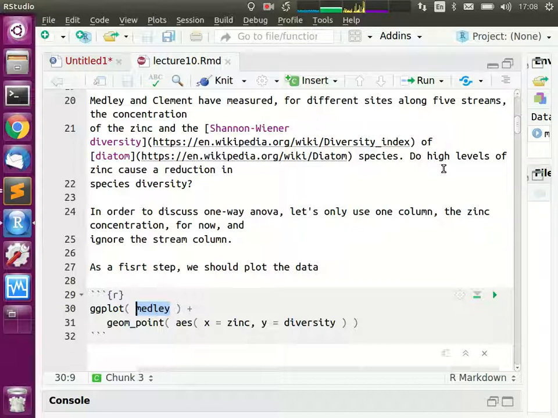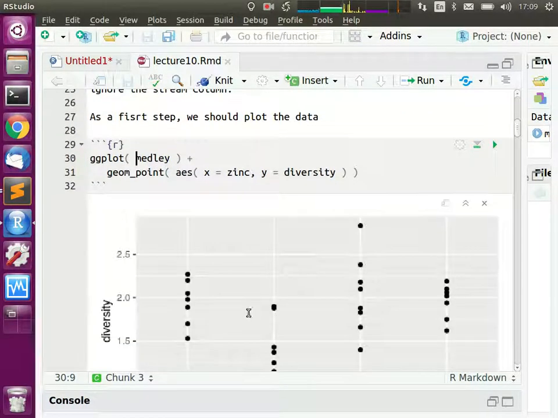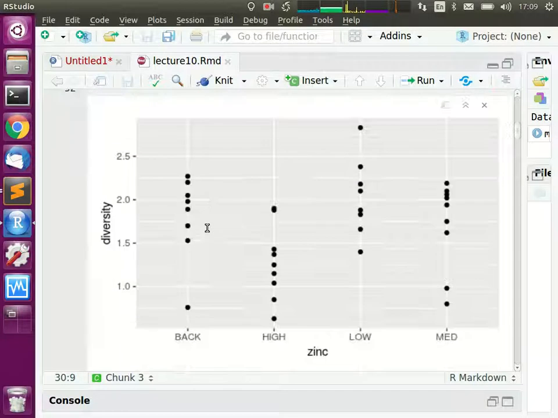The reason why I ignore it is because I want to show you one-way ANOVA, which means we only look at one factor. And if you want to look at 2 factors, namely stream and zinc level, this would be 2-way ANOVA, and that will be at the end of the lesson. So for the moment, we pretend that all this data is from the same stream.